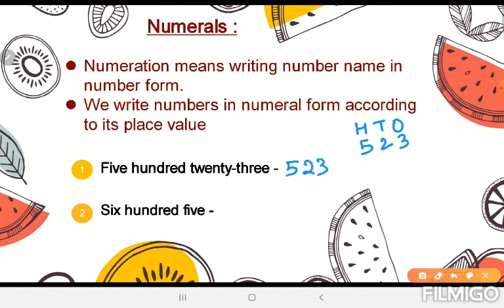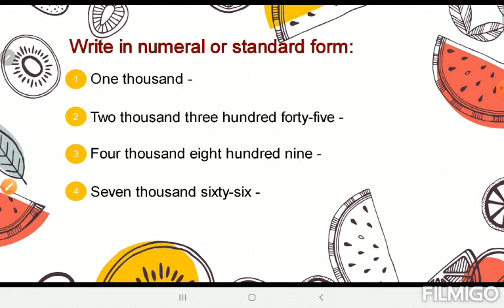Let's see the next one. Six hundred five. 6 is in the hundreds place and then we have 5. So we don't have anything in the tens place. That means what do we have to write? We have to write a 0 and then we have 5. So in the ones place we have 5. So what is our number? 605. Okay, let's see one or two more examples.